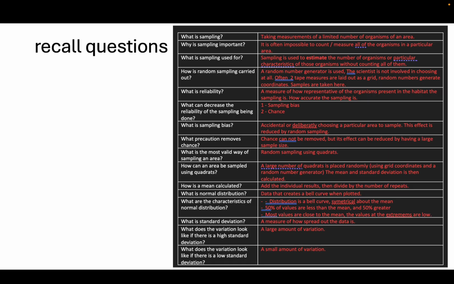A normal distribution is data that creates a bell curve when plotted. The characteristics are that it's symmetrical about the mean, so 50% of values are less than the mean, 50% of values are greater than the mean, most values are close to the mean, and the values at the extremes are low. If there's a high standard deviation, there's a lot of variation in the data and the results. If there's a low standard deviation, there's a small amount of variation.